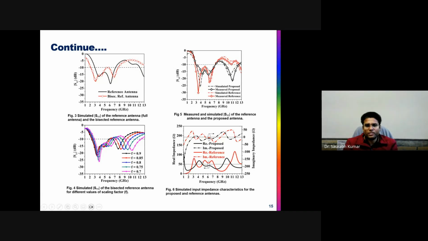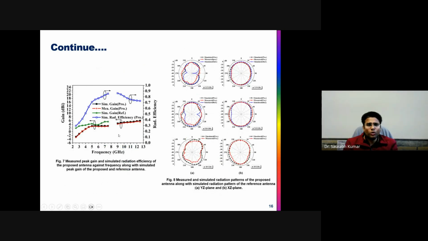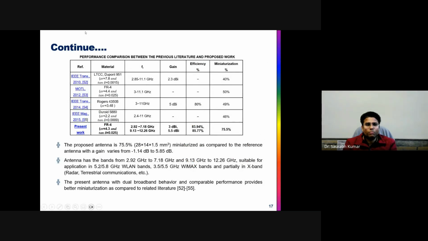So this is the impedance curve. I am not going into the depth of how the measurements and simulations are carried out, or how the gain and the frequencies behave there. These are the radiation patterns. All are monopole-like radiation patterns at different frequencies. And this is the comparison of the present work with the literature. All the tables and things are coming from research articles only.